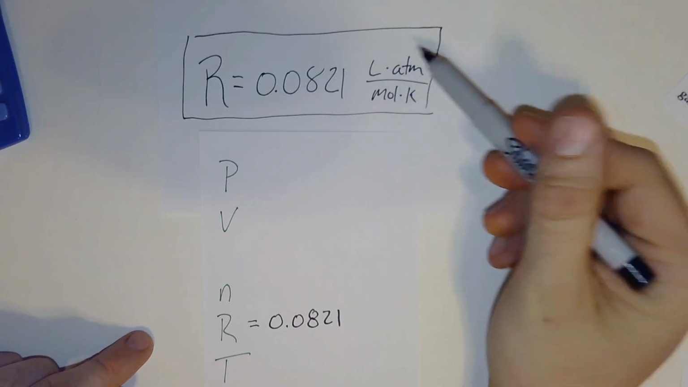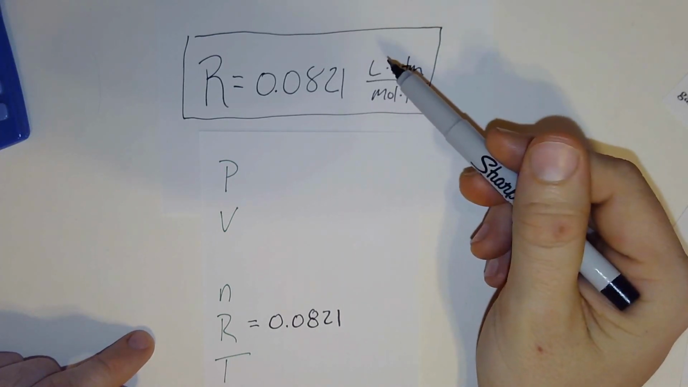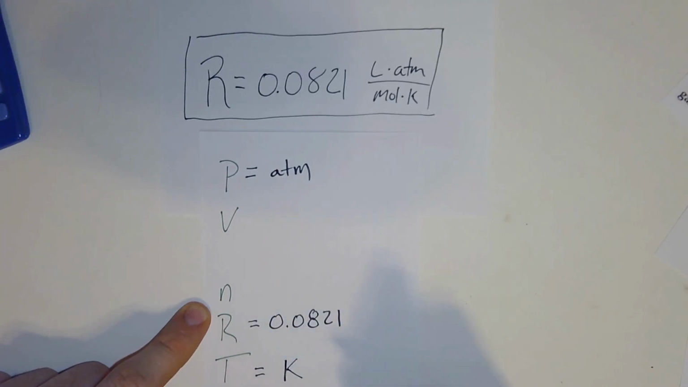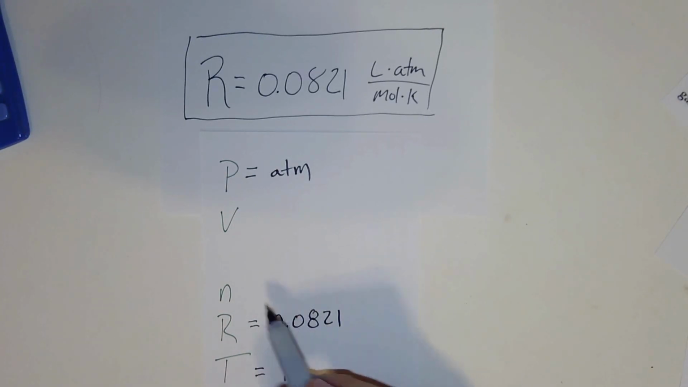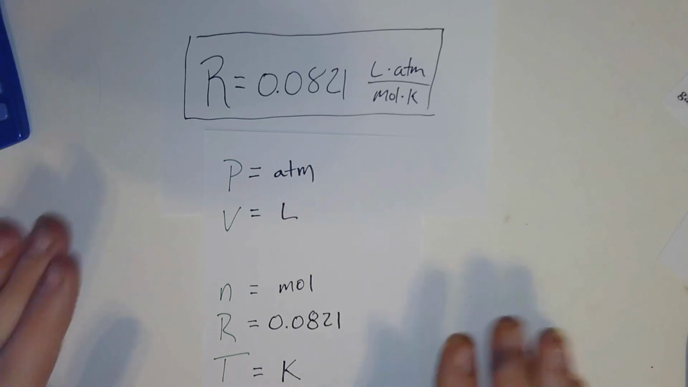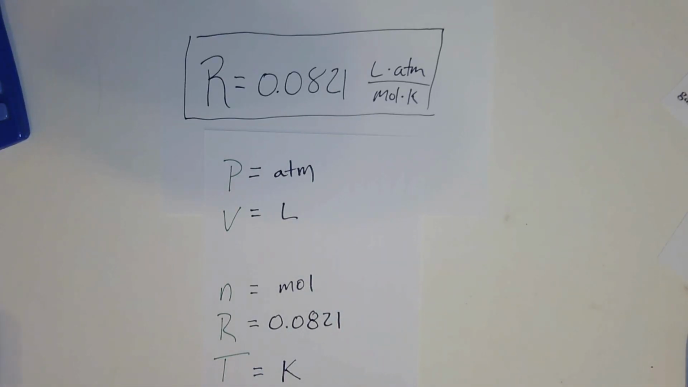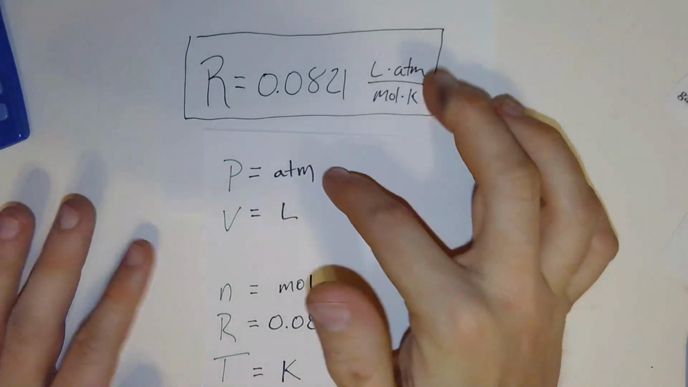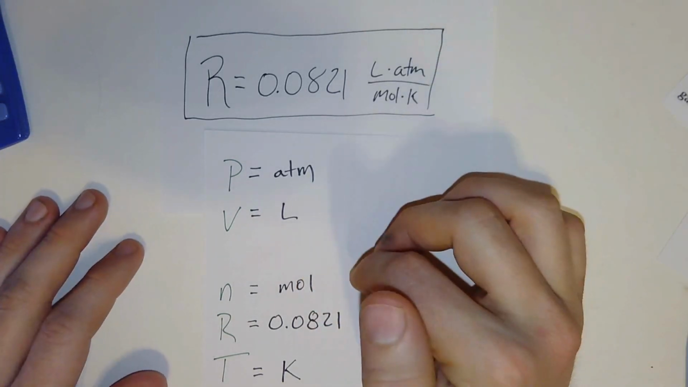So, which of these 4 things is a pressure? And we know our temperature has to be in Kelvin. So, what does n stand for? Would it be liters or moles? This has to be true to use the ideal gas law. If you don't use these exact units, R won't work and PV equals nRT won't work. The ideal gas law breaks unless you use atmospheres, liters, moles, and Kelvin.